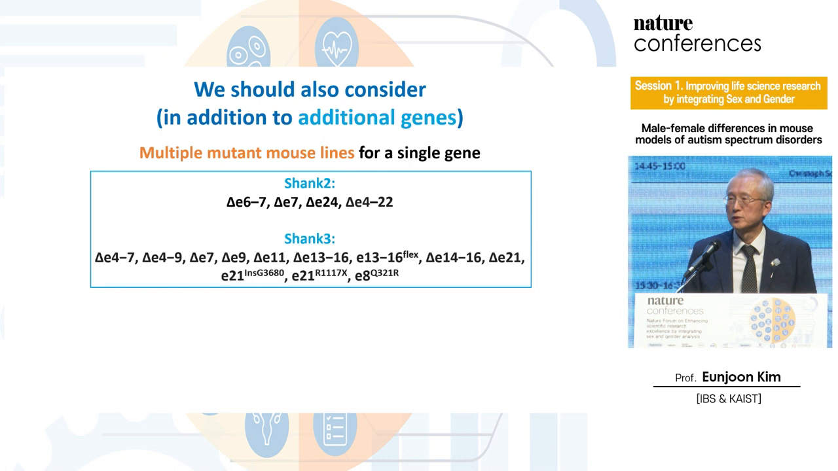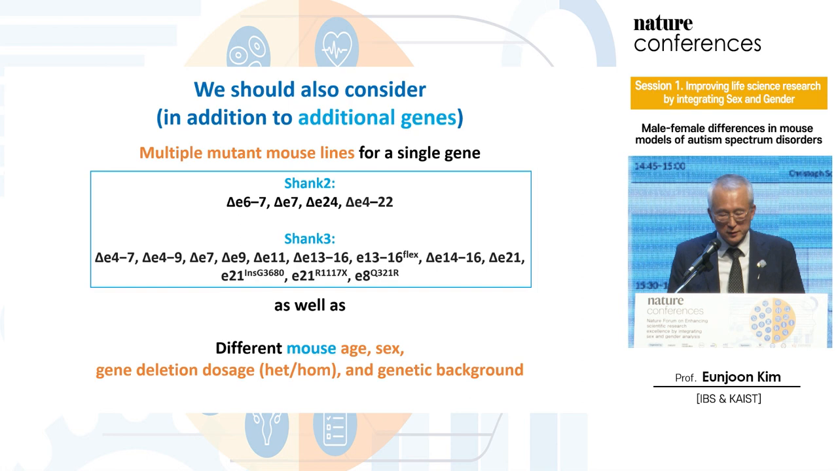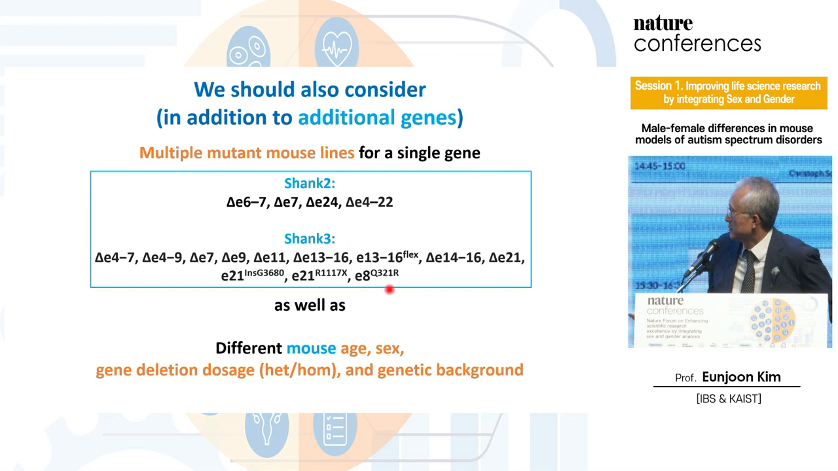This is one example. Here you're looking at different mouse lines for the same gene carrying different mutations. In the Shank3 area, there are so many different mutations. And quite surprisingly, these individual mouse lines show very distinct behaviors or phenotypes, as if they're carrying mutations of different genes, not different mutations of the same gene. Another surprise was that factors like mouse sex, age, gene deletion dosage, heterozygosity or homozygosity, and also genetic background had a huge impact on the phenotypes.